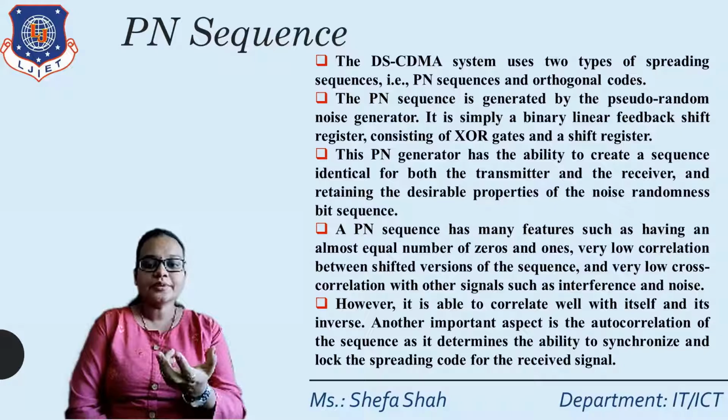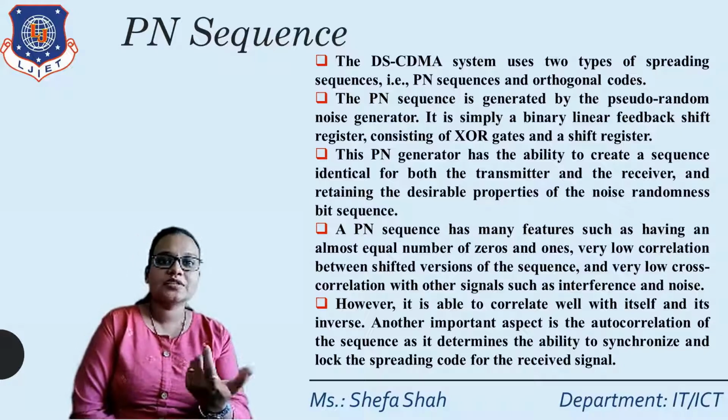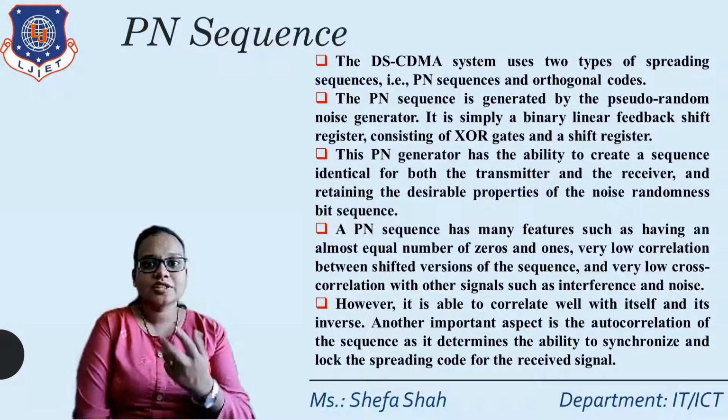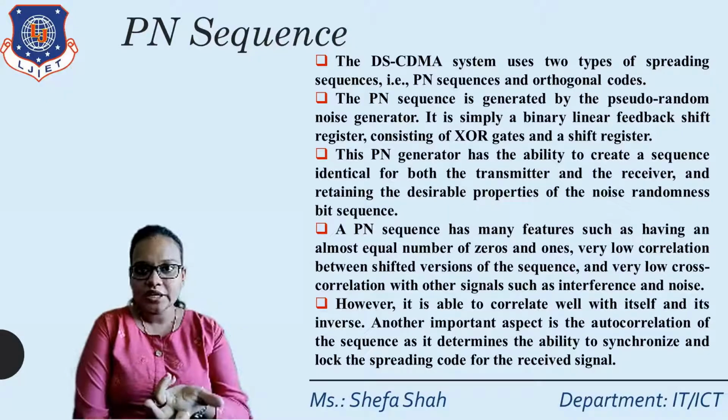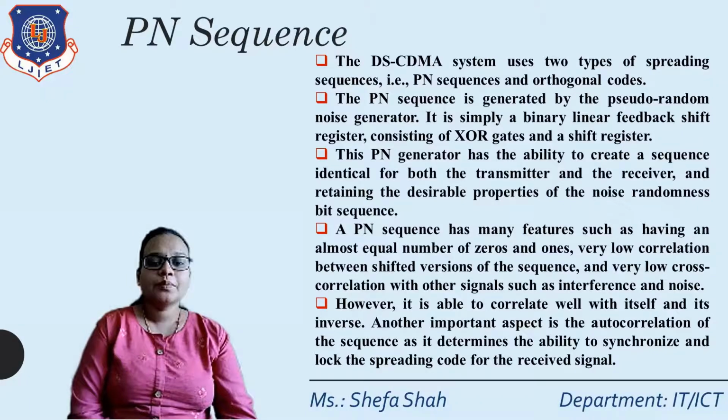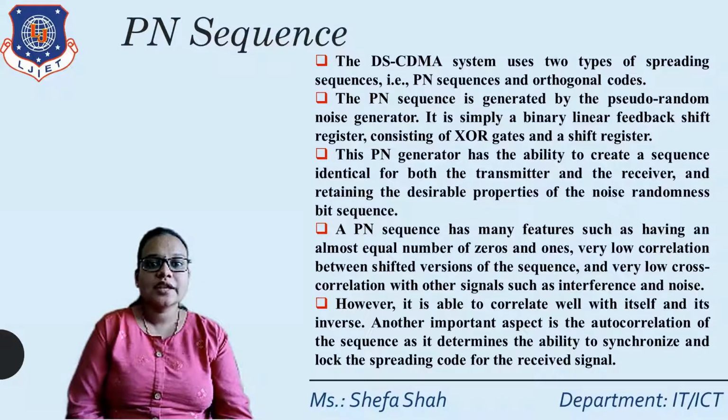So whenever you find a correlation between the signal and its inverse, it will be equal to 1, and when you find the correlation with itself, then it will be equal to 0. Right. Another important aspect is the autocorrelation of the sequence, as it determines the ability to synchronize and lock the spreading code for the received signal.